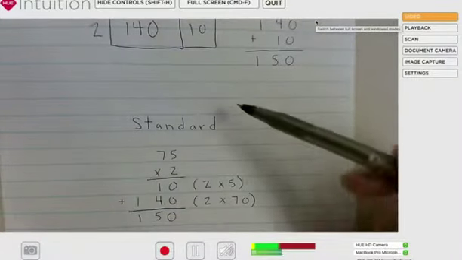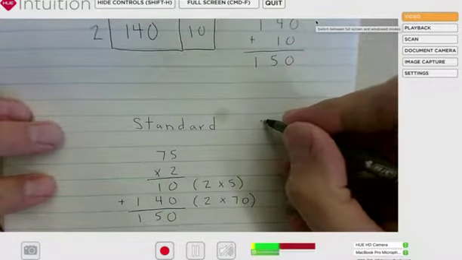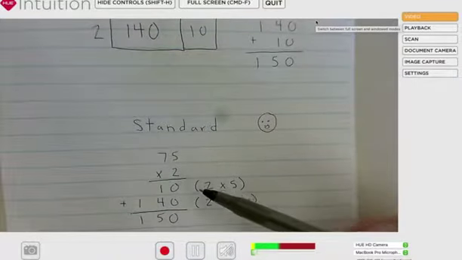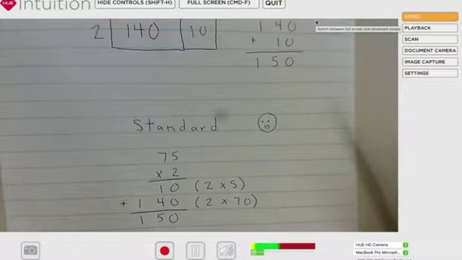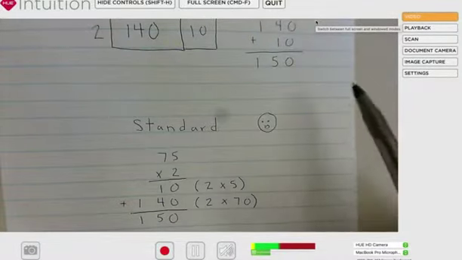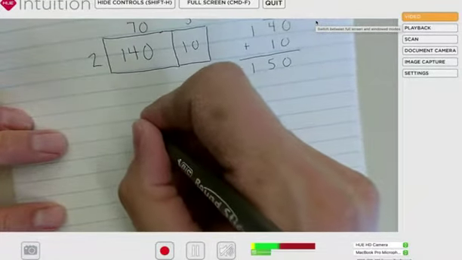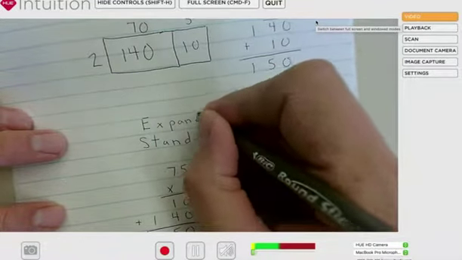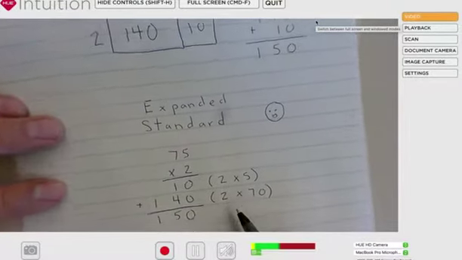Okay, so this is the way we are going to be exploring today. And I'm going to put a little smiley face on it because this is the way that most often we're going to be doing it. This is actually, if I want to be honest, technically not standard algorithm, really. It's kind of called expanded algorithm. So maybe I should change that. Let's change that. This is actually called expanded algorithm.